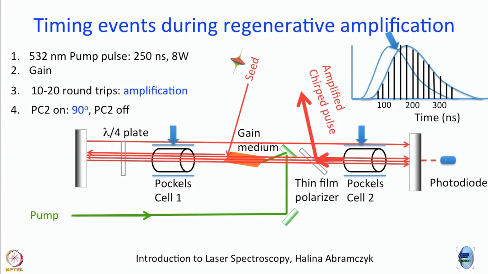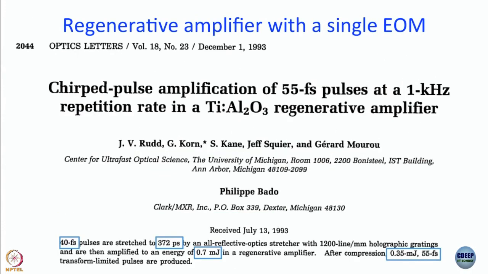But this is not the only possible design, there can be more. Now, in this discussion today, we are going to refer to optics journals very frequently, Optics Letters and all. So, this is an example of a regenerative amplifier design from 1993. That was the time when all this was being done. Even now it is being done, but we will see what is being done today.